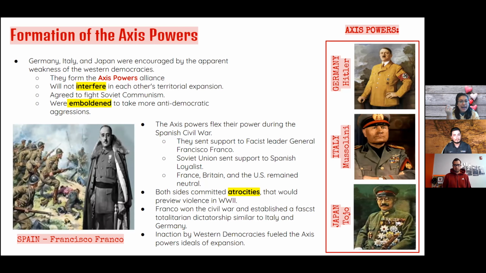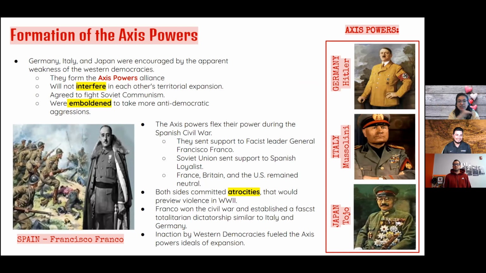In Germany, we had Hitler. In Italy, it was Mussolini. And in Japan, they have Tojo, okay? They were seeds that we just saw before, and their lack of action or their pacifism. They decide to form essentially an evil boy group, right? And they are the Axis powers.